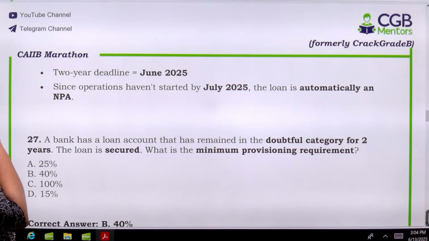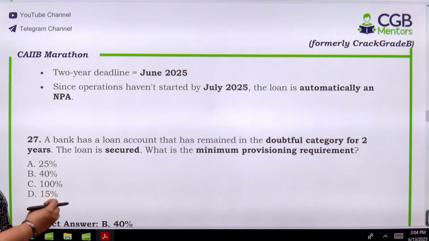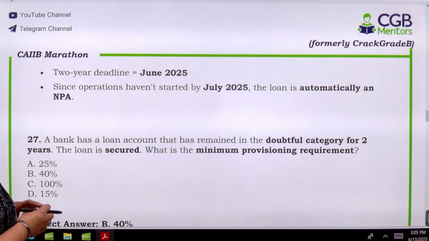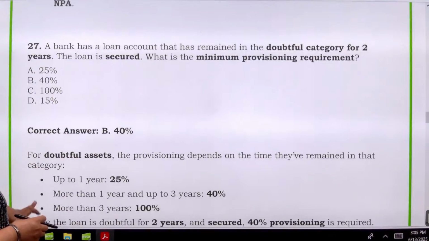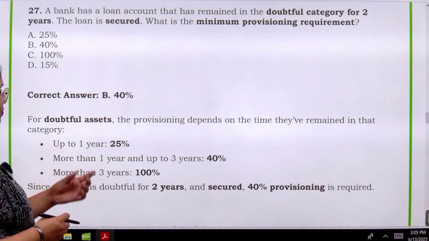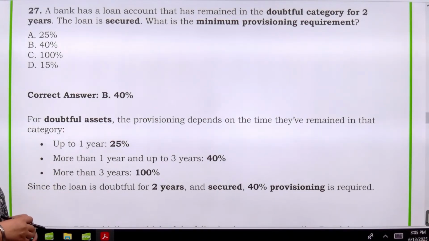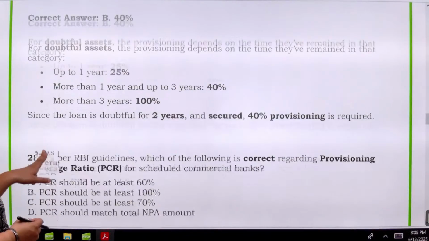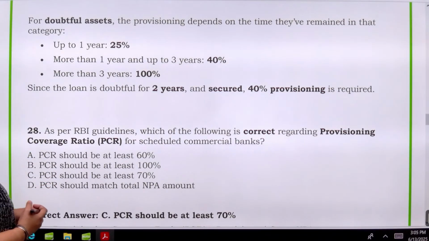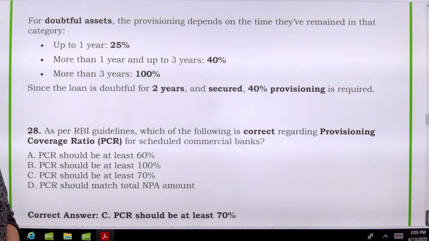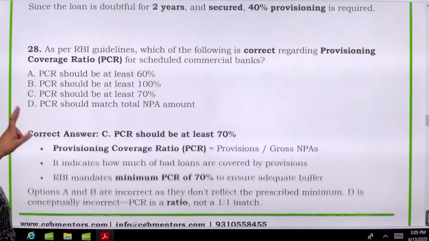Now the bank has a loan account which has remained in the doubtful category for 2 years. The loan is secured. So what is going to be the minimum provisioning requirement? 40%. Over here they have said that if the asset remains doubtful up to 1 year, 25%; more than 1 year but up to 3 years, 40%; and if more than 3 years, 100% provisioning is required. As per RBI guidelines, what should be the ideal provisioning coverage ratio? It should be at least 70%.